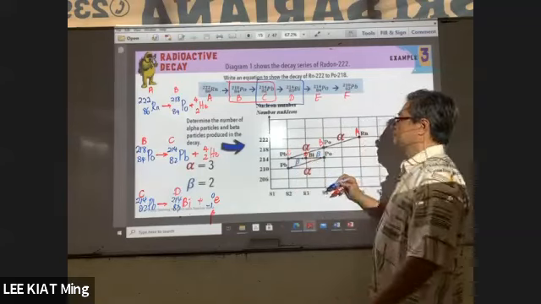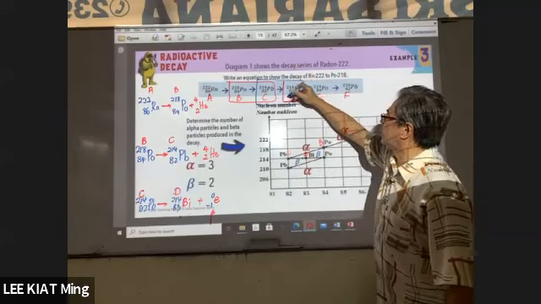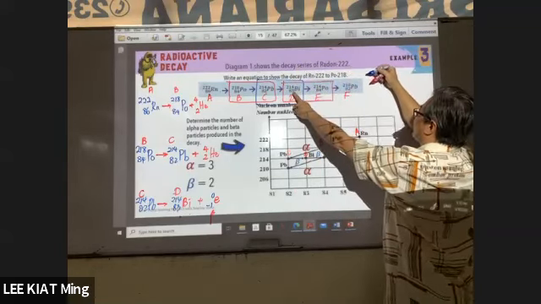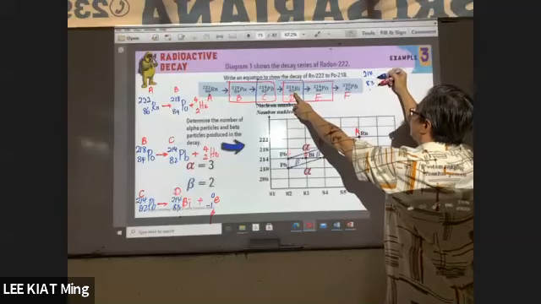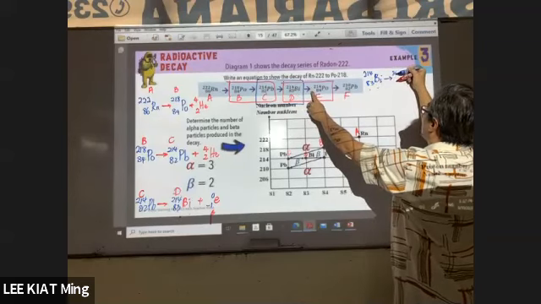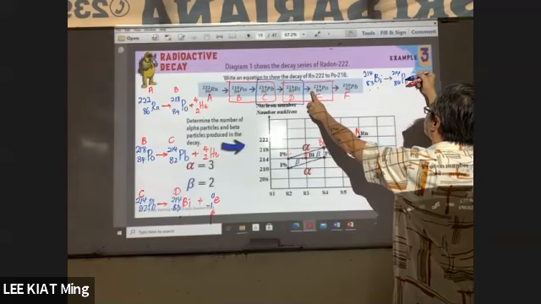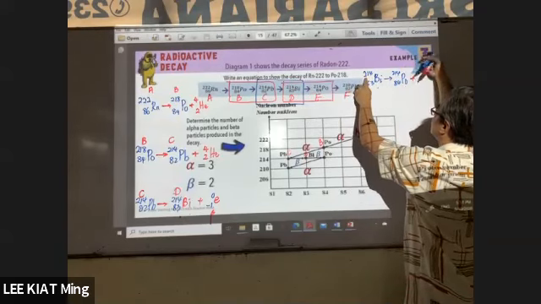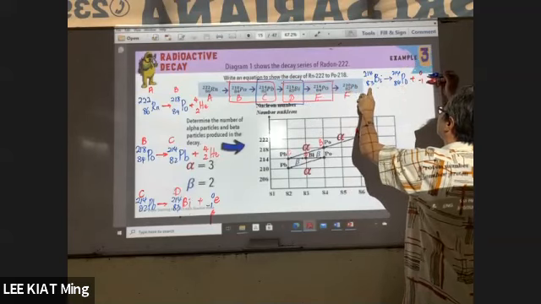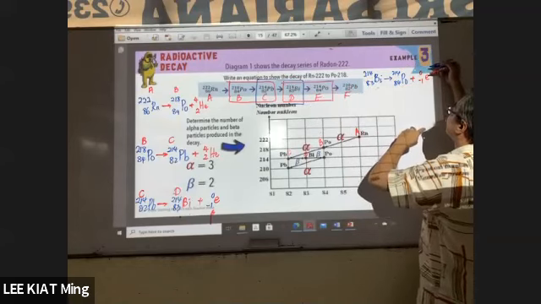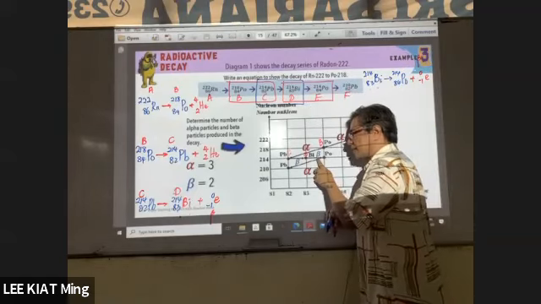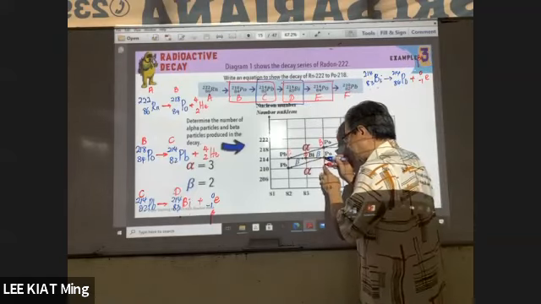Alright, and then continue. D to E, I write a square in red color. D is 214 and 83, bismuth. Alright, it will change to polonium. 214 and 84, polonium. Tell me, number at the top, what is missing? 0, nothing missing. Number at the bottom, what is missing? You need to put negative 1 and you know this is going to be what? Beta again. This is going to be beta because it's 0 negative 1. So I put in one more beta here, from D to E. This is the E.